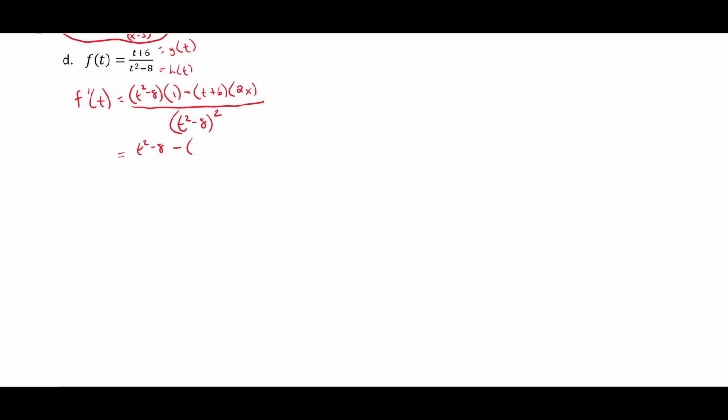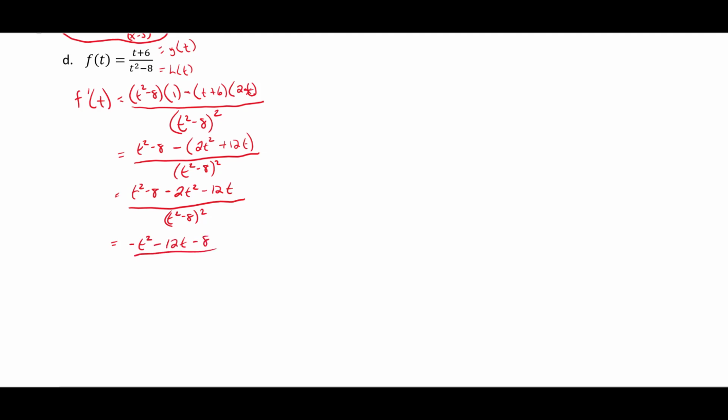Alright, so simplifying this now, t squared minus 8 times 1 is just t squared minus 8, minus, and sorry, this should be 2t up here, not 2x. So minus 2t times t, so 2t squared plus 12t. And remember, you're subtracting that whole thing, so it has to be in parentheses, all over t squared minus 8 quantity squared. So that's t squared minus 8 minus 2t squared minus 12t, distributing that negative through, over t squared minus 8 quantity squared. And then cleaning that up, we end up with negative t squared minus 12t minus 8 over t squared minus 8 squared.